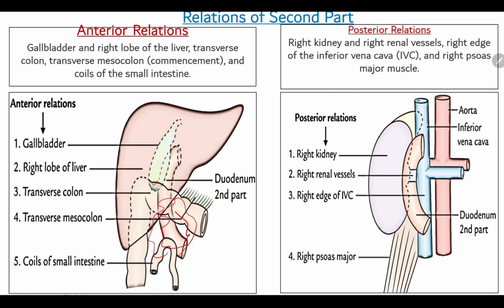What are they? Let us see one by one. Once again, we have the gallbladder, then the liver, then the transverse colon along with the transverse mesocolon and the coils of small intestine.